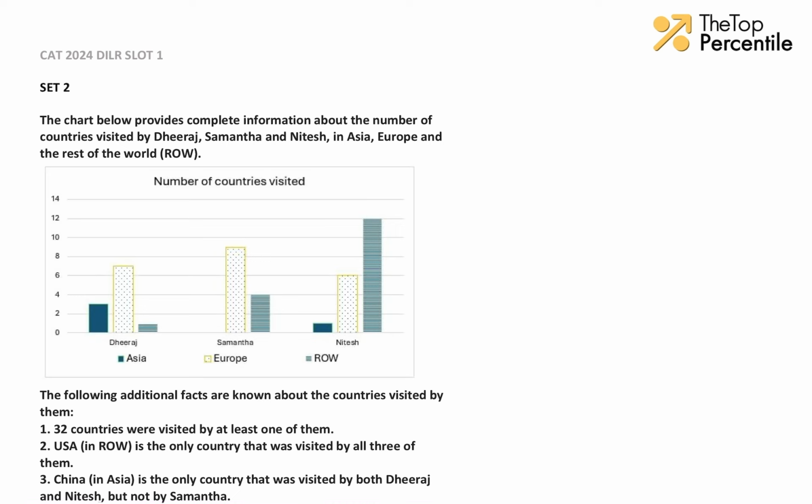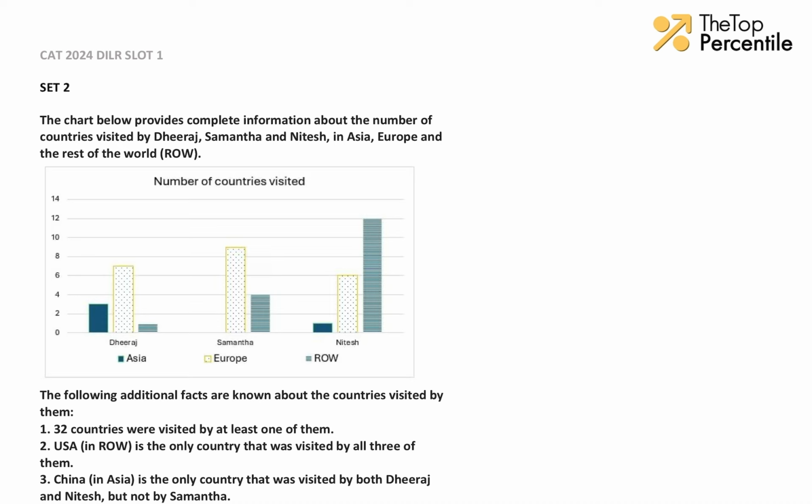Let's look at the second set. The chart below provides complete information about the number of countries visited by Dheeraj, Samantha and Nitesh in Asia, Europe and the rest of the world. Okay, so we have a bar graph here and it shows the number of countries visited.